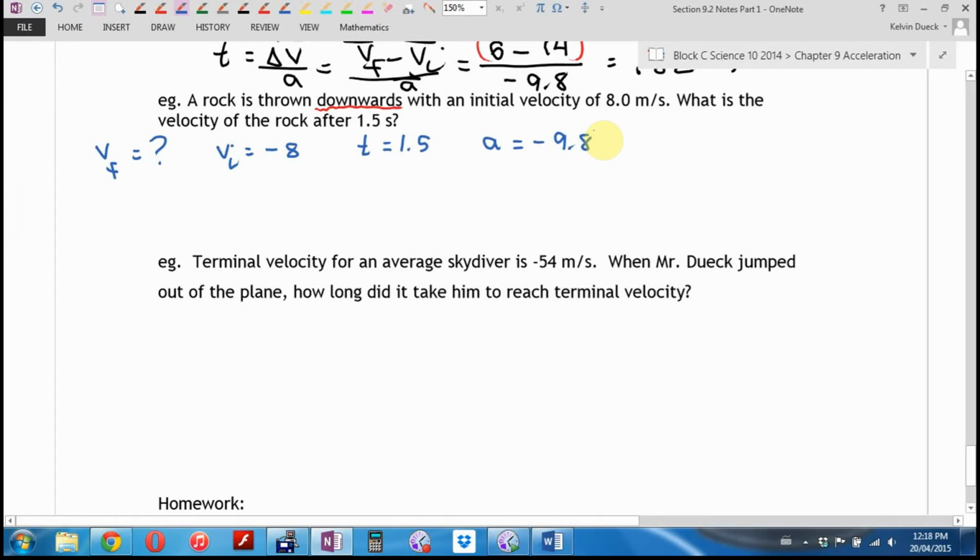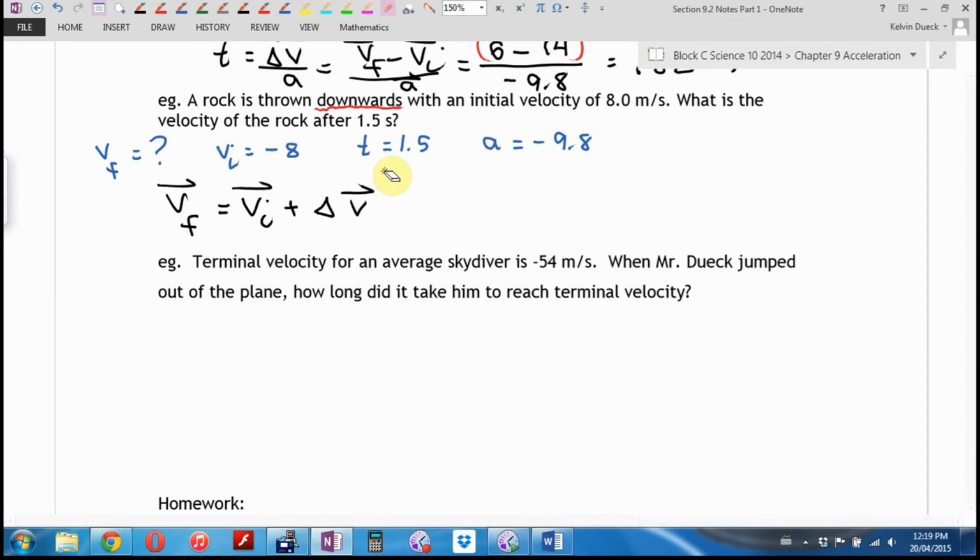Well, it looks like I have this one here. VF equals VI plus delta V. Wait a minute, Mr. Dueck. I don't see a delta V anywhere up here. Or do I? Can I do this? How else can I write this? What can I replace that delta V with?